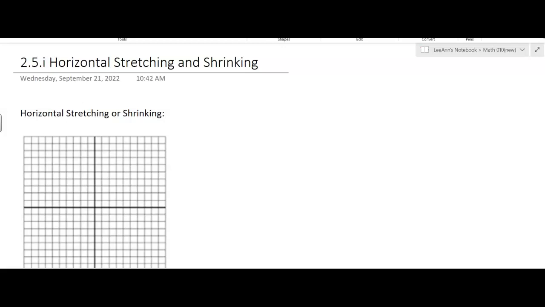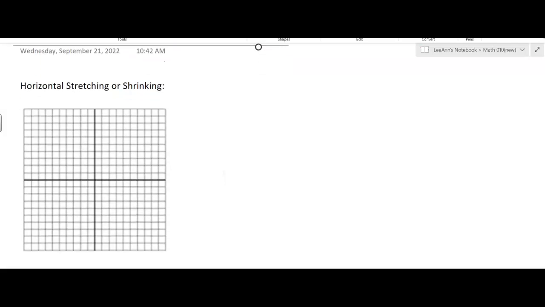Okay, so now we're going to show a horizontal stretching or shrinking. And sometimes these are difficult to see because of the common functions that we use. If we were doing trigonometry, we could use some trigonometric functions, and those would be a little bit easier to see. But you probably didn't want me to say the word trigonometry.